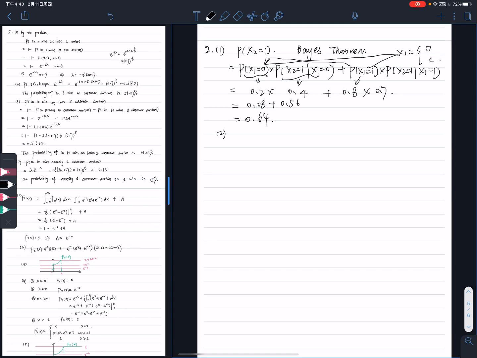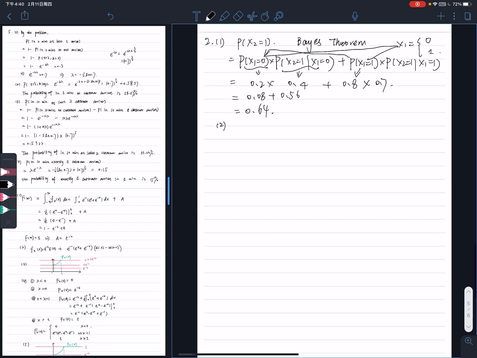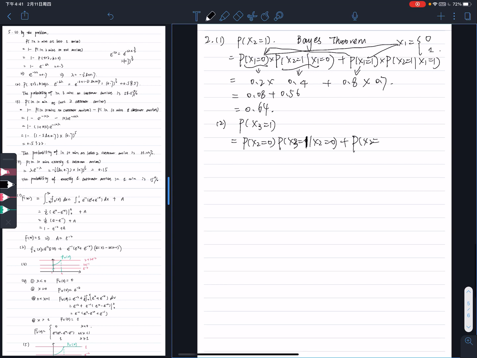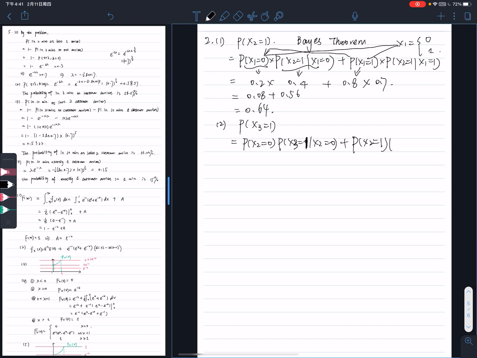For the second part of this problem, we want the probability of event x3 equals 1. Similar to the solution of the first part, we also use the Bayes theorem, so it is equal to P(x2 equals 0) times P(x3 equals 1 on the condition of x2 equals 0), plus P(x2 equals 1) times P(x3 equals 1 on the condition of x2 equals 1).